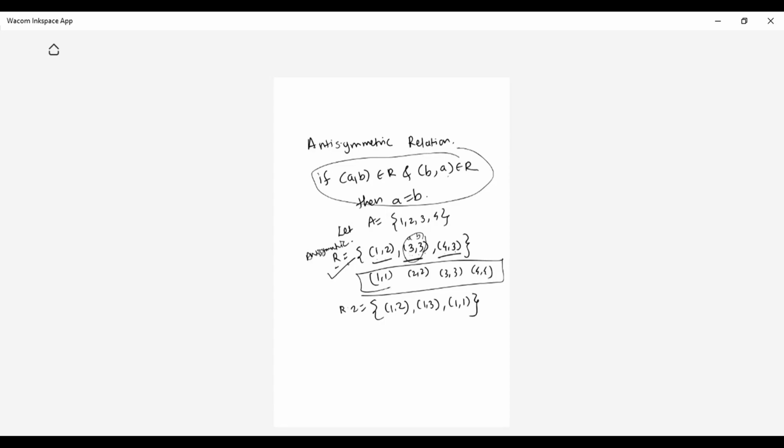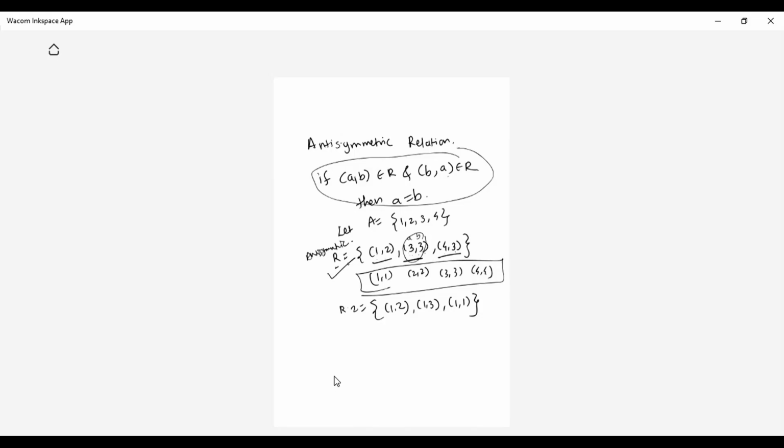Would it be an anti-symmetric relation, student? Yes or no? The same thing I have given: 1 2, 1 3 and 1 1. Is it anti-symmetric? Yes. Okay. So just observe this example, student. What is the finding you have?